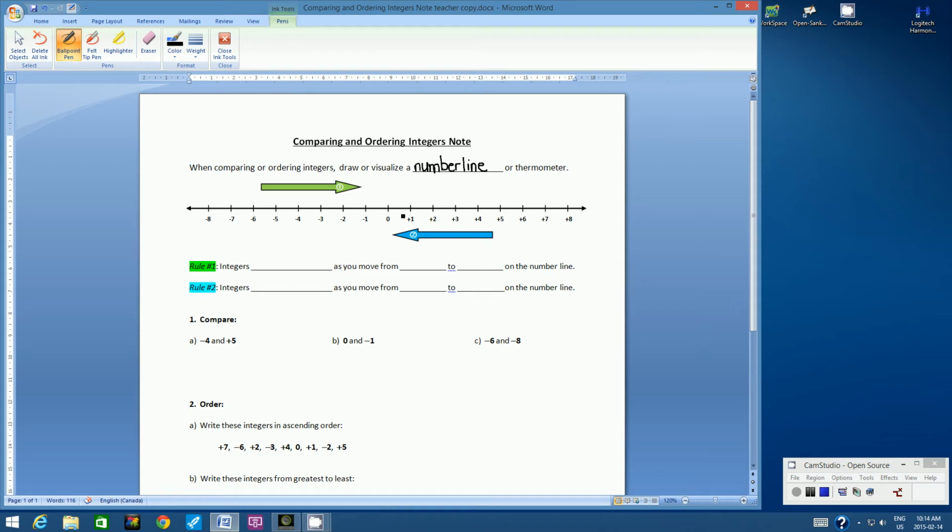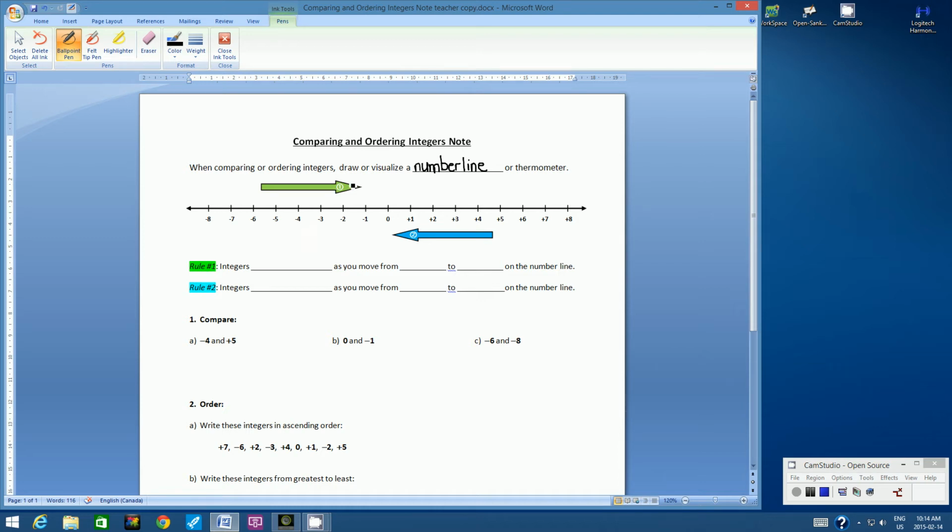So if we have a look at this number line, I want you to look at it and study it closely. We see we have the integer 0 in the middle. Notice what happens as we move to the right. And then notice what happens when we move to the left. So we have two rules here. Rule number 1 in green, rule number 2 in blue. So let's have a look at rule number 1.